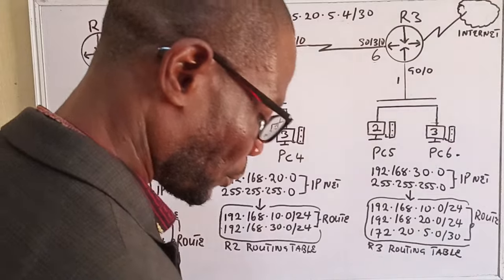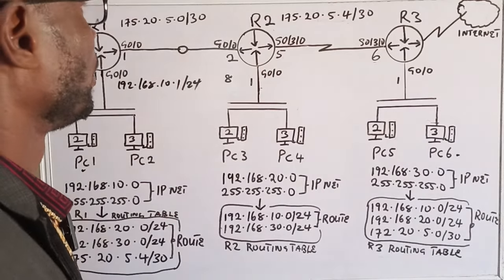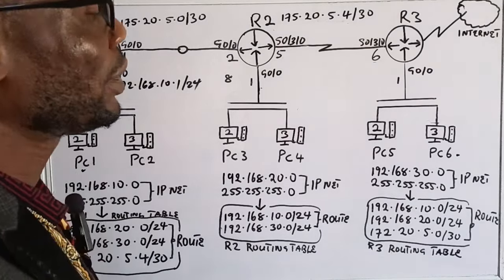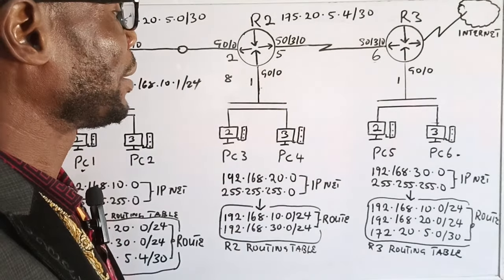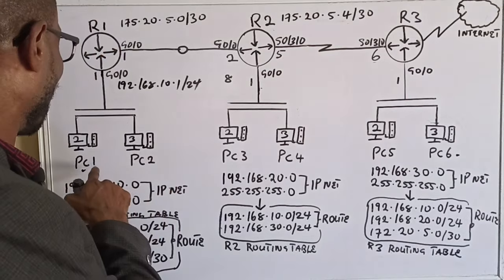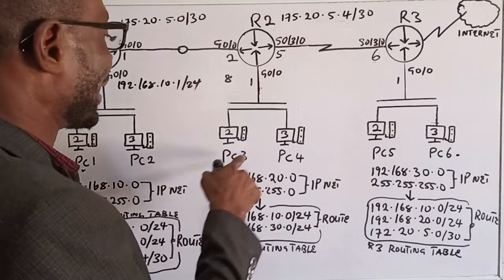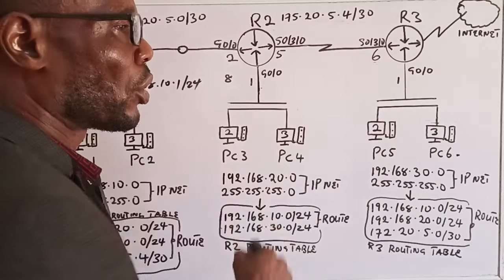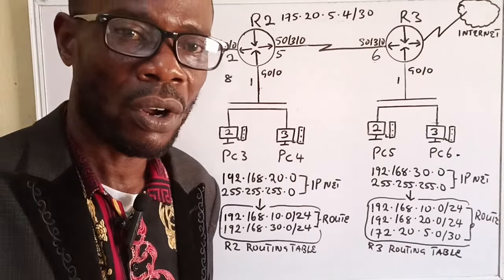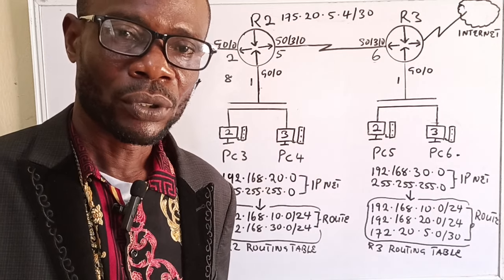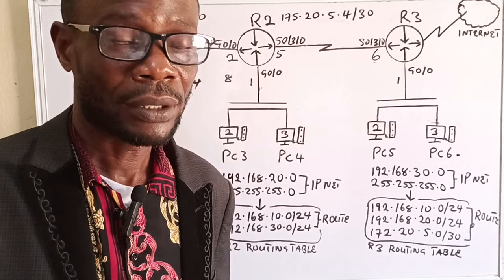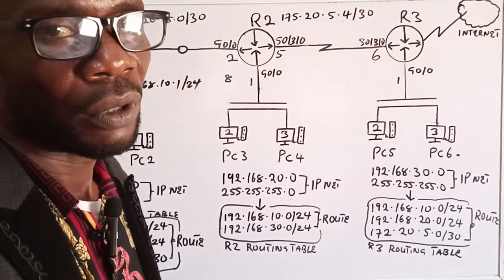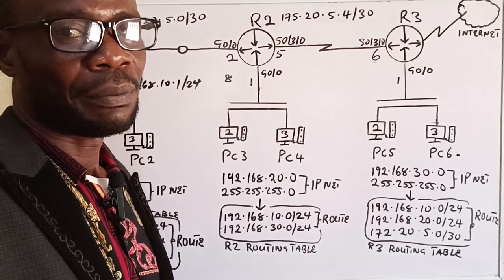So now, what are we saying here? After configuring your network and setting up your internetwork, these PCs here cannot communicate with PCs here, or PCs here. So you configure what is called a routing protocol. And remember, we are talking of IP routing. What do I mean by routing protocol?